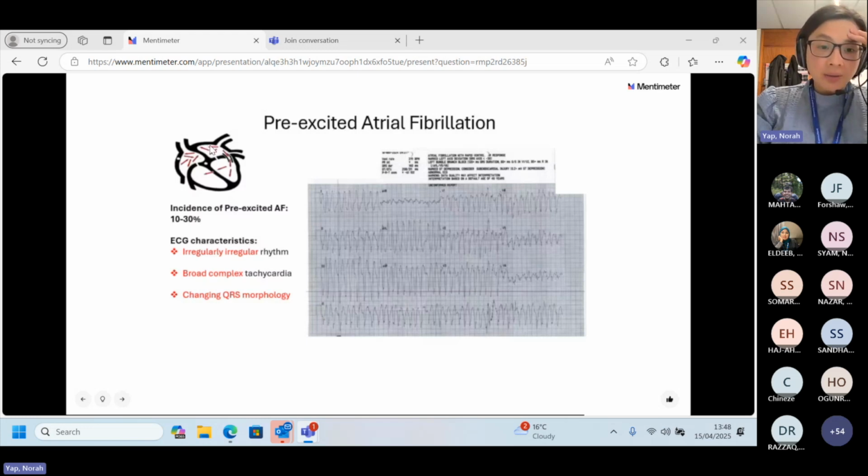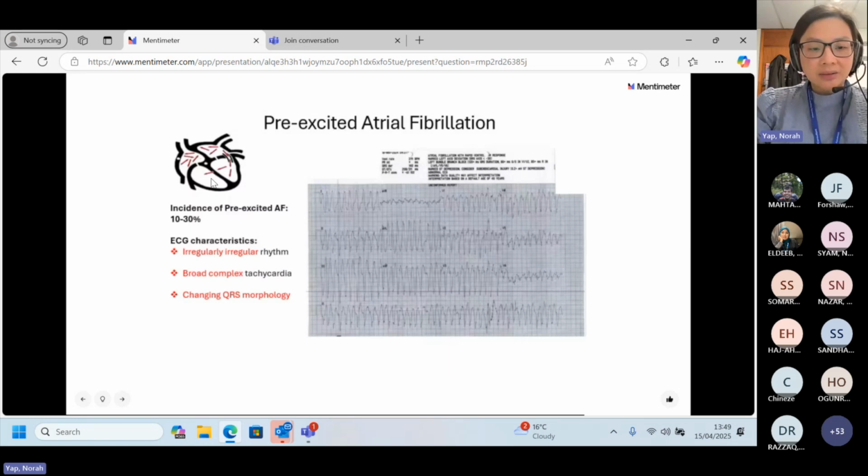And when you have the presence of accessory pathway, where you can conduct the electricity from the atrium to ventricle, imagine if your atrium goes into AF, the AF can go down the accessory pathway into the ventricle, and if you don't treat this, eventually it will turn into VF, and the patient can then collapse and die from a cardiac arrest.